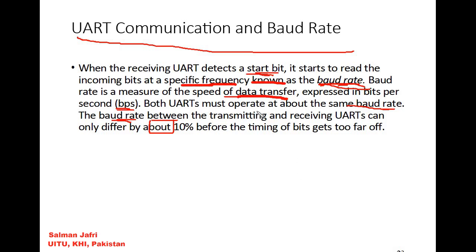So what is the main condition? Both UARTs must operate at the same baud rate. The baud rate margin between the transmitter and the receiver can only be about 10% at most. If the difference is more than 10% between the baud rate of the transmitter and the baud rate of the receiver, then the timing would get bad and will have bad results, or garbled or garbage data.